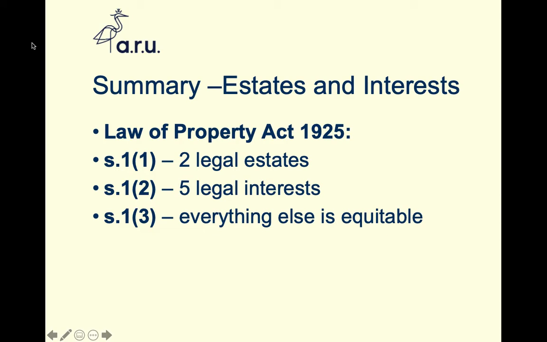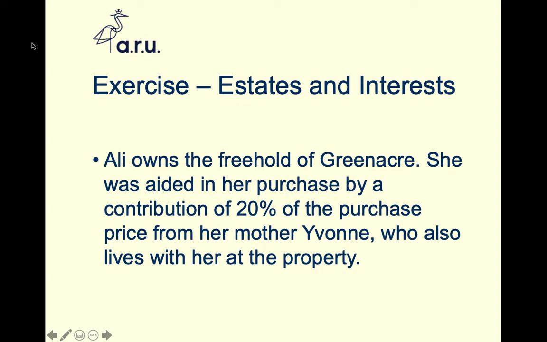Everything after that, and we looked at that, things like covenants, beneficial interests, obviously, estate contracts, so usually promises relating to the land, and equitable easements would be recognised as equitable under section 1.3, everything else becoming equitable. So we're going to now look and understand what that means in relation to a plot of land.